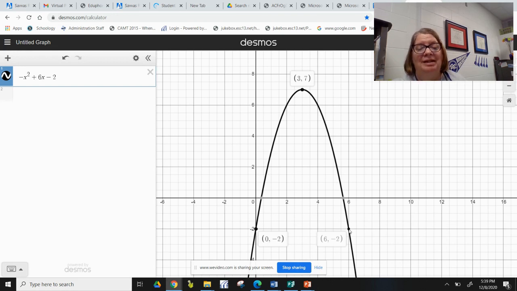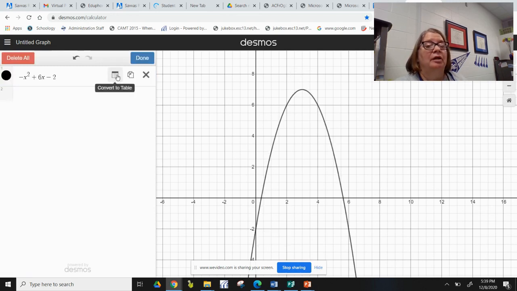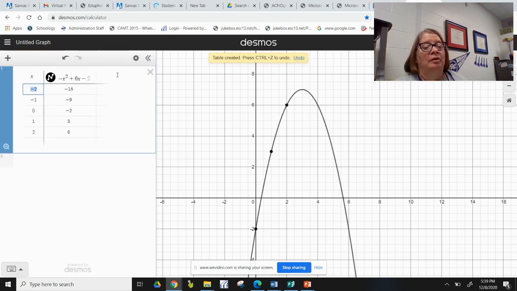Okay. Now, what do we need? The x-intercepts. So I can go right here and find this x-intercept is 0.350. And this x-intercept is 5.650. You can round it to 2 decimal places. What else do we need for this one? We need the table. So I can go here to this gear and click the table. And there it is.